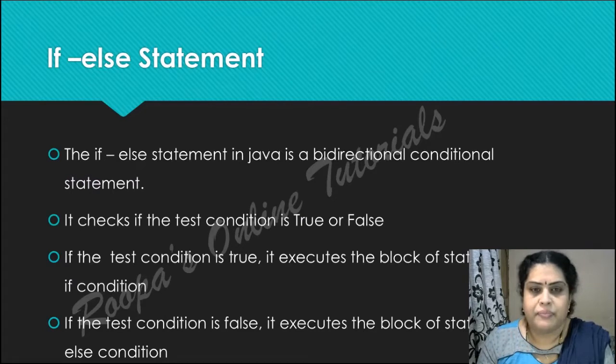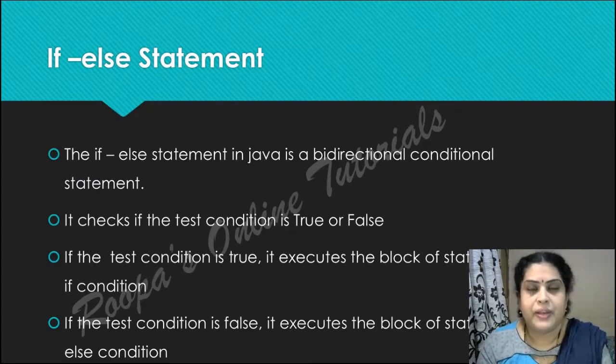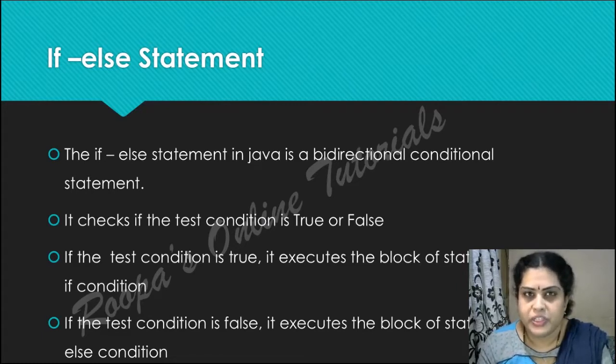The if else statement in Java is a bidirectional statement. In my earlier video, I had told you about the simple if statement where one condition is checked, and if that condition is true, the statements are executed based on the condition. But in an if else statement, you can check one condition, and based on that condition, if it is true, it is going to do one set of statements, one block of statements, and if it is false, it is going to go to the else part and do another block of statements.